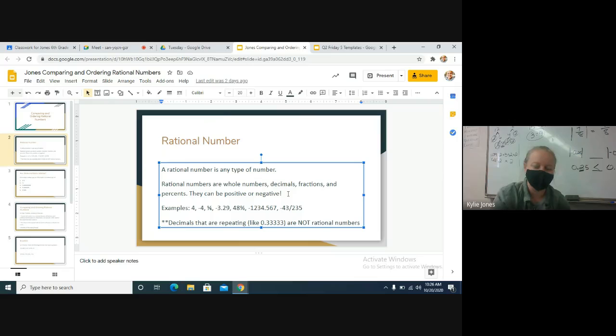So a rational number is pretty much anything, and we've worked with all rational numbers. You just haven't known that they're called rational numbers, because if we look at our examples here, 4 and -4 are integers. We've worked with integers. 5/6 is a fraction. We've all worked with fractions. -2 and 29/100 is a decimal. Whether or not it's negative or positive, we still know how to work with decimals. And percents. We haven't done a whole ton with percents, but we're working on that this year. So these are all things that you've seen before. It's just that now we're going to call them rational numbers instead of just numbers.